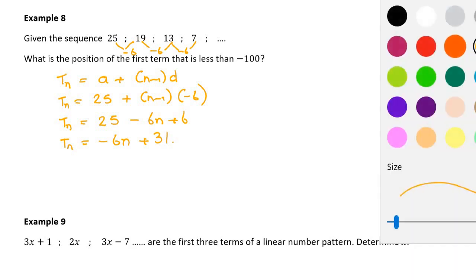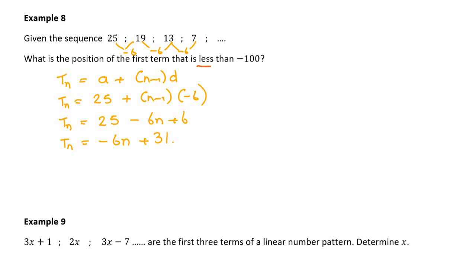Now, they want to know from me which term is less than minus 100. What's the first term? Because obviously there's lots of terms less than minus 100, but what's the first term less than minus 100? Now, they didn't tell me that minus 100 was actually a term in the sequence. So I don't know if it's going to be a term in the sequence, but let's put it in and check. When would this pattern get down to minus 100? So negative 6n plus 31. If I minus 31 on both sides, I get that.